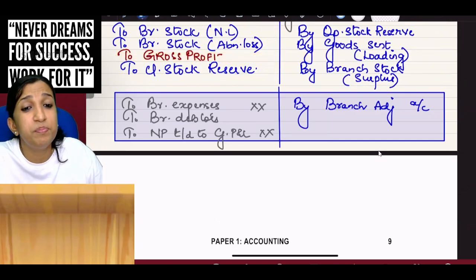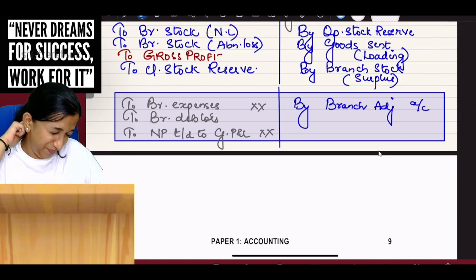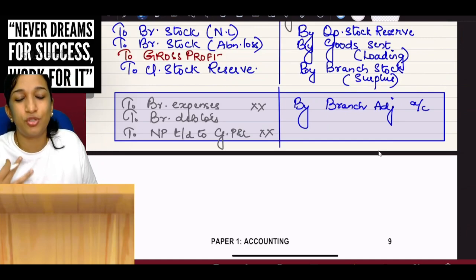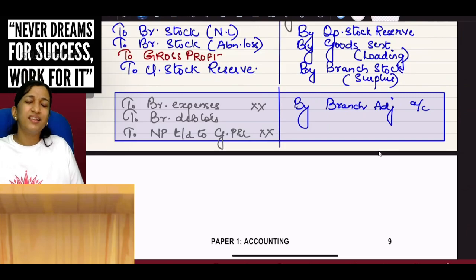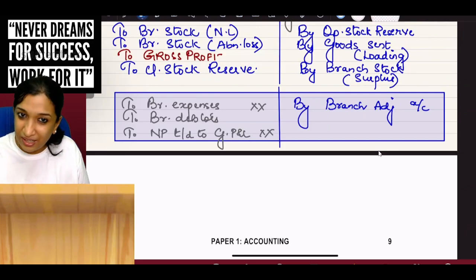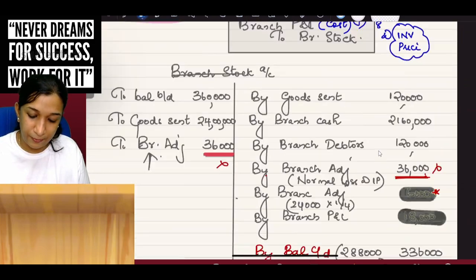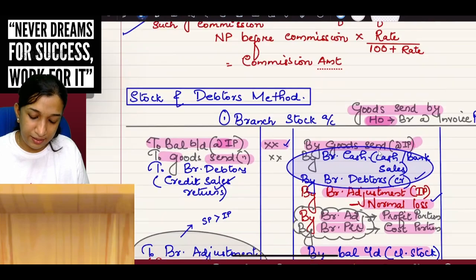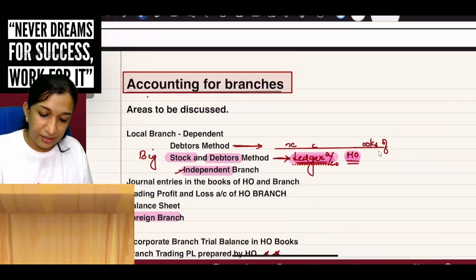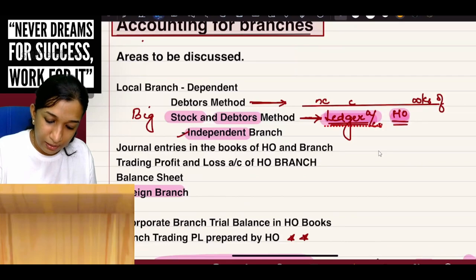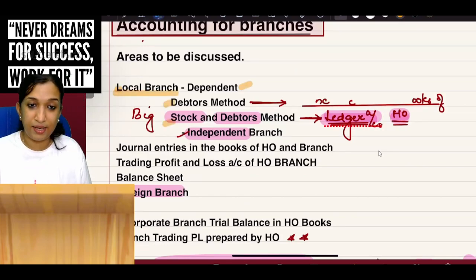Stock and debtors method, do open. Under the stock and debtors method, these are the accounts to be opened, and these are the adjustments that normally come. This is very easy. Fine. So where are we? We are standing in local branch, dependent, debtors and stock and debtors.